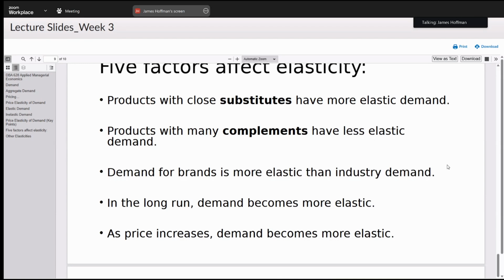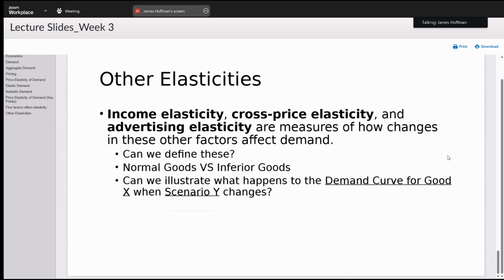Good on those? Now, this is the last slide, but I have a bunch of things I want to do on this one. So there's other types of elasticities. Income elasticity, which is how demand changes when income changes. Cross price elasticity, which is how, when a substitute or similar good changes price, what happens to demand for that good?